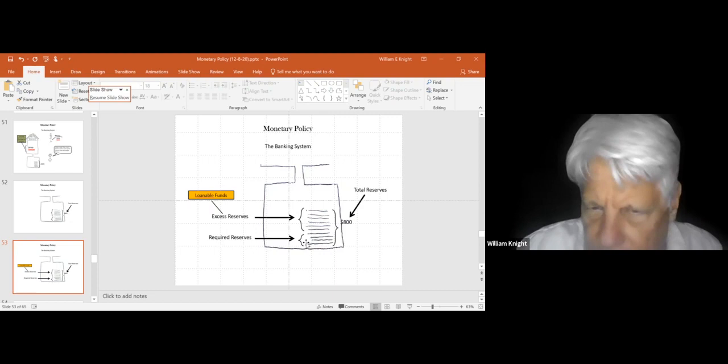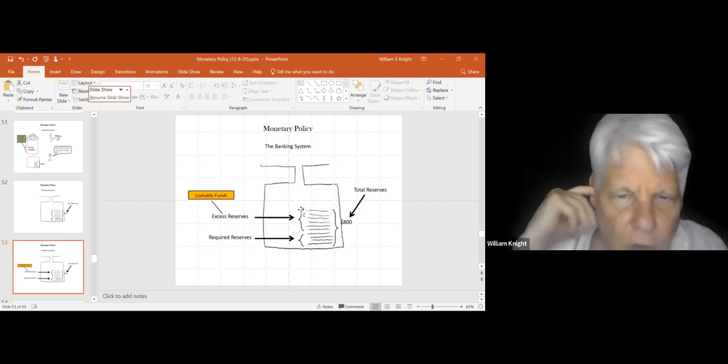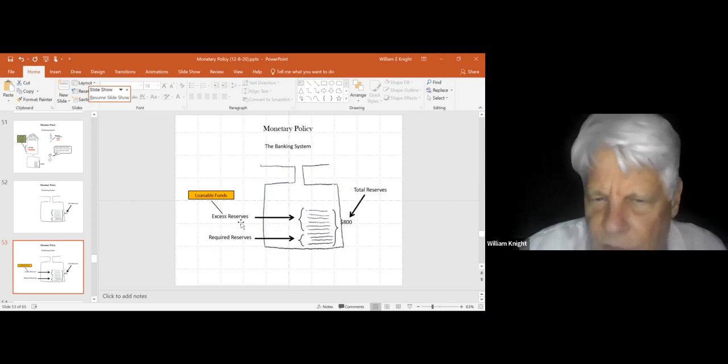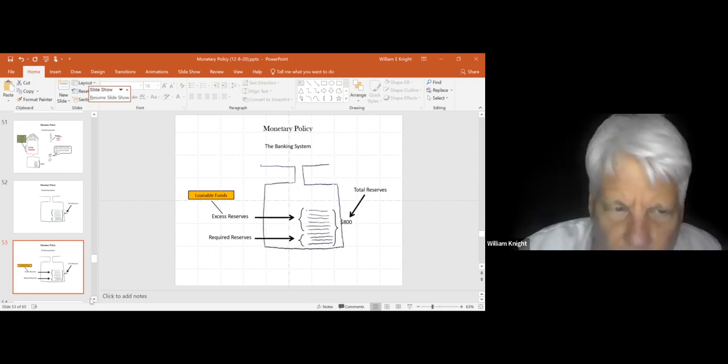I can't lend that out. I have to keep that in the bank vault. The amount that I can lend out, those are the loanable funds. Those are called, in banking terms, the excess reserves. So I can loan out the excess reserves. I must keep on hand the required reserves.